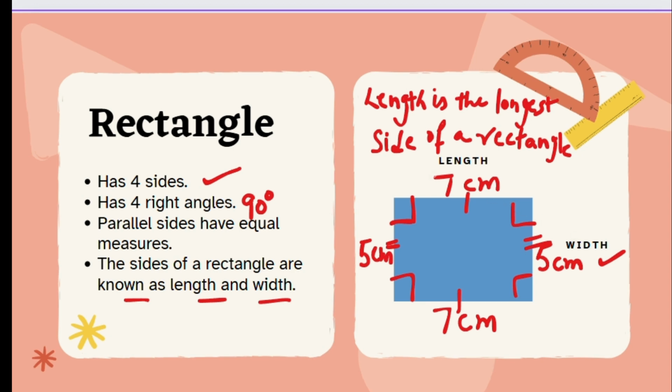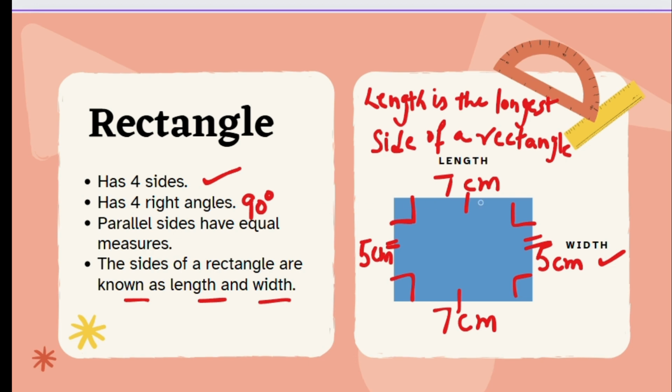You should also know what the length of a rectangle is and what the breadth of a rectangle is. Length is the largest or the longest side of a rectangle. Whenever you have a rectangle and you are confused about what is the length or what is the width or breadth, you just have to look at the longest side measure, that will be the length, and the shortest side measure, that will be the width. So these are the four properties of a rectangle.